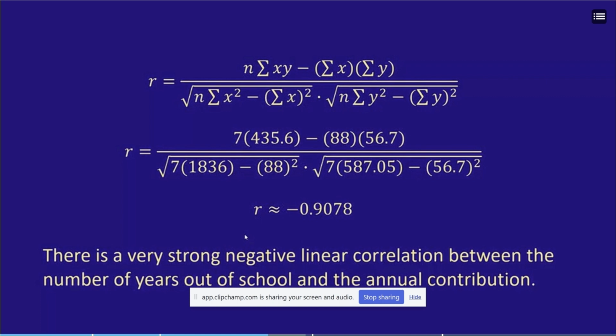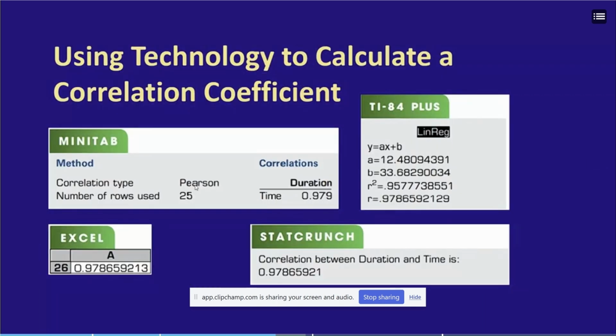Knowing that correlation coefficients range between negative and positive 1, the negative 0.9078 is a very strong correlation between x and y. And the fact that it's negative leads us to say there's a very strong negative linear correlation between the number of years out of school and the annual contribution. These calculations tend to be quite tedious.